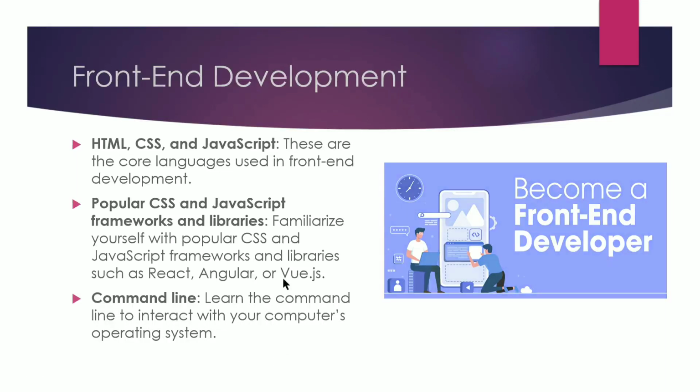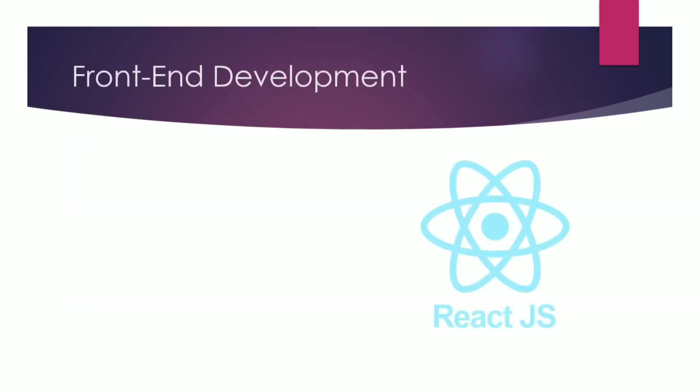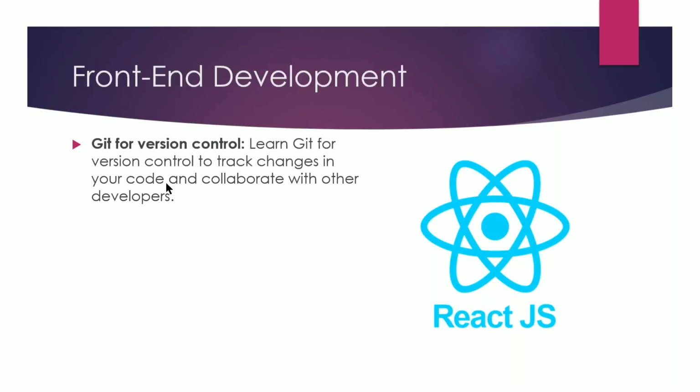Okay. Now let's see the next thing that we have. The next thing that you should learn is Git for version control. What is version control? Actually, you might have used Git, but for those who haven't used Git, Git is actually used to save your project to some state.